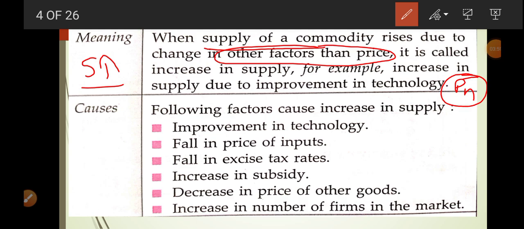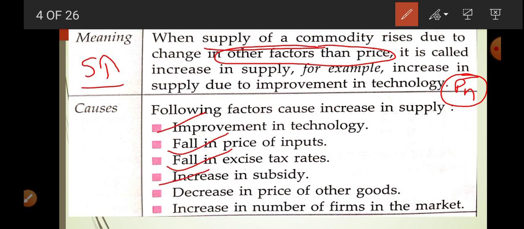What are the reasons? If a firm improves technology, like online classes, in online classes a teacher can teach all the sections of students, but in offline classes he can teach only one section. Okay, fall in the price of inputs. If the price of inputs is less, production becomes less costly, so supply will increase. If the government decreases the tax, again the production process becomes less costly, so profit increases, the producer produces more and supply will increase.